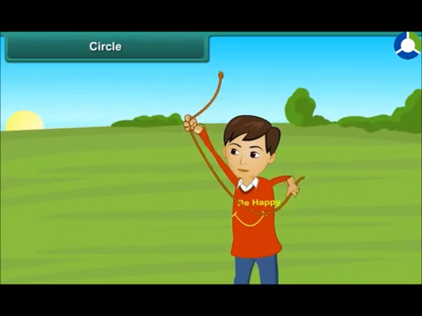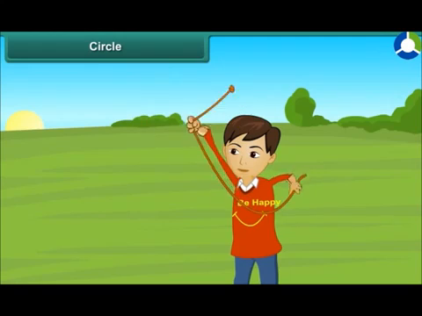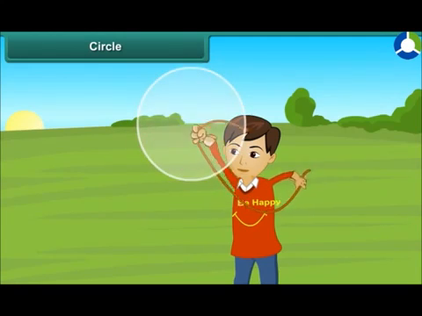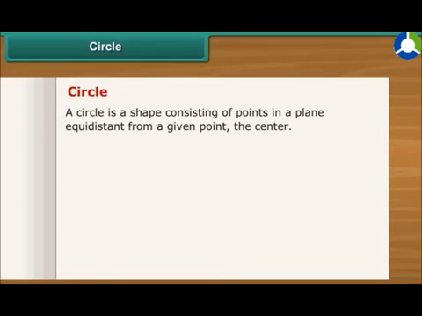Look what Sahil is doing. He is rotating the rope in the air. What shape is the knot at the end of the rope forming? It is a circle. A circle is a shape consisting of points in a plane equidistant from a given point, the center.